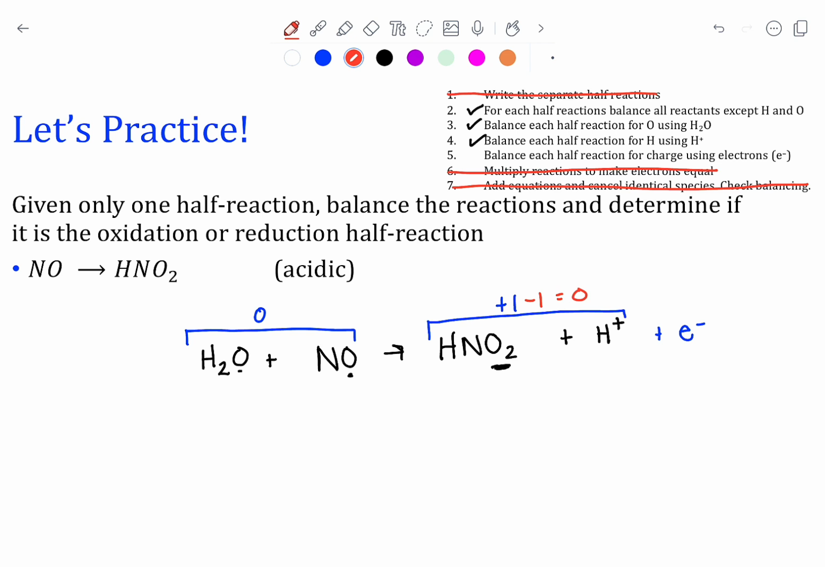Since our electron is in the product side, this is then the oxidation half reaction, because in oxidation electrons are lost. Okay, OIL RIG: oxidation is loss. LEO: lose electrons, oxidation. Since they are on the product side, this is the oxidation half reaction.